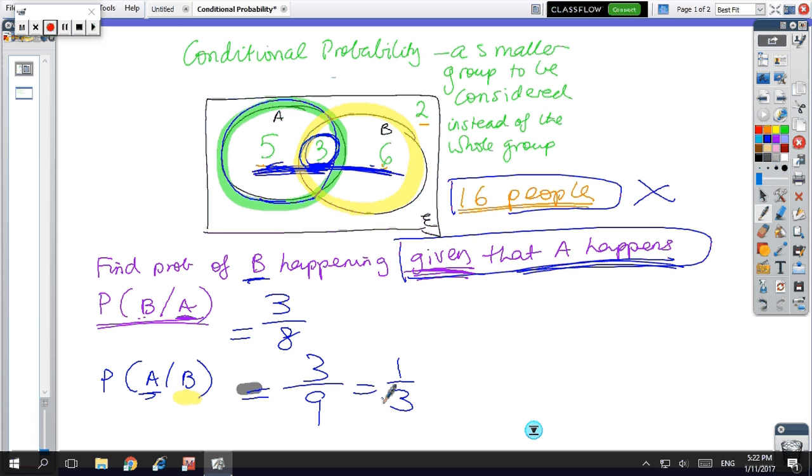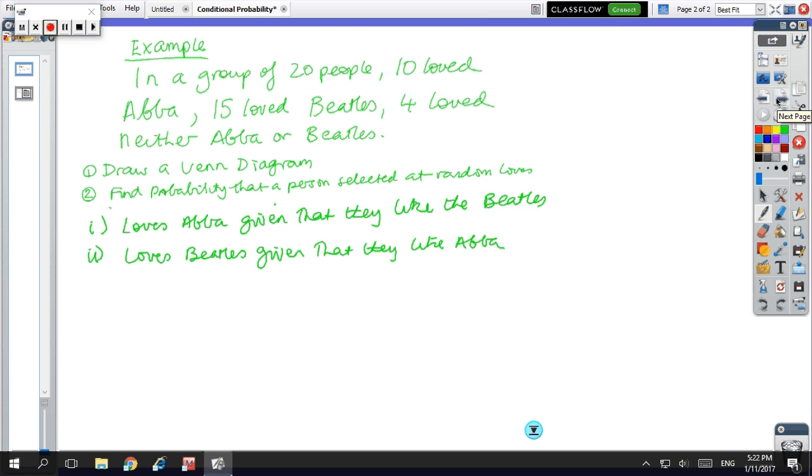Okay, so let's have a look at an example with words. So watch that again if you need to. So conditional probability is a smaller group, not the whole group. Okay, so we did this example before with Venn diagrams, with the ABBAs and the Beatles. Again, if you haven't watched the video, we'll do the Venn diagram again, and then we'll do the probability of ABBA given Beatles, and then the probability of Beatles given ABBA. So we're going to do those 2 questions, but we'll draw the Venn diagram first. So have a go at the Venn diagram and then come back when you're ready and we'll finish it off.